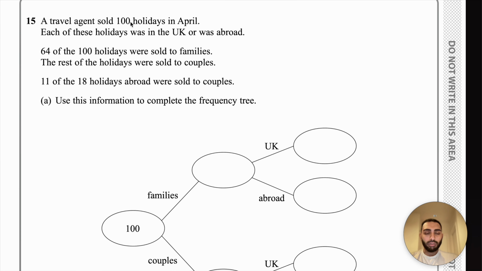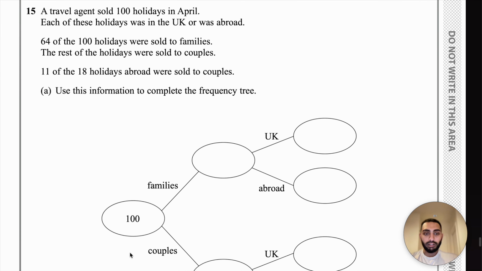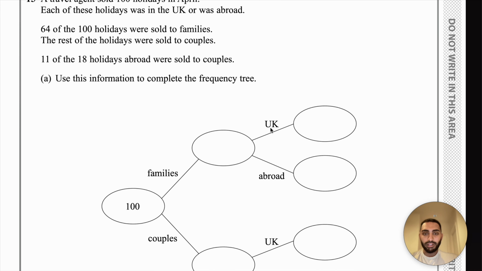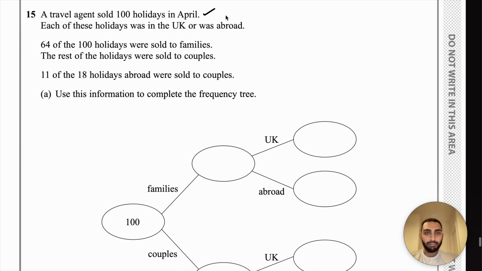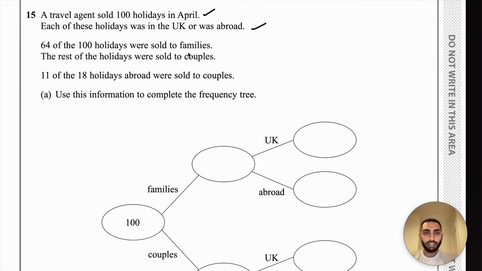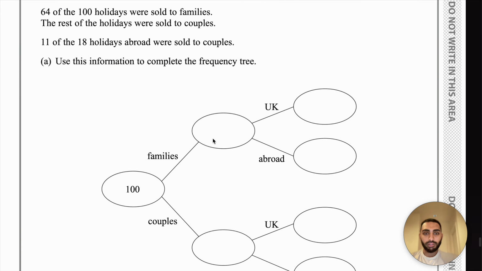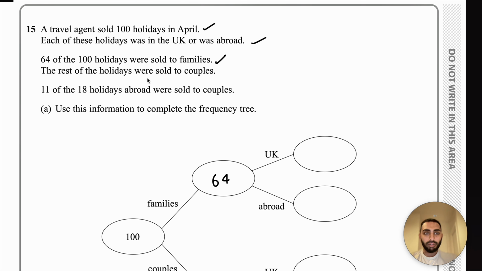Question 15. A travel agent sold 100 holidays in April, so that information is already on. Each of these holidays was in the UK or was abroad. I've split these up into UK, abroad and UK, abroad. 64 of the 100 holidays were sold to families, so we can put 64 in the families section, and this number is going to add up to make 100, so we can do 100 minus 64, which gives me 36 to get that number. The rest of the holidays were sold to couples.